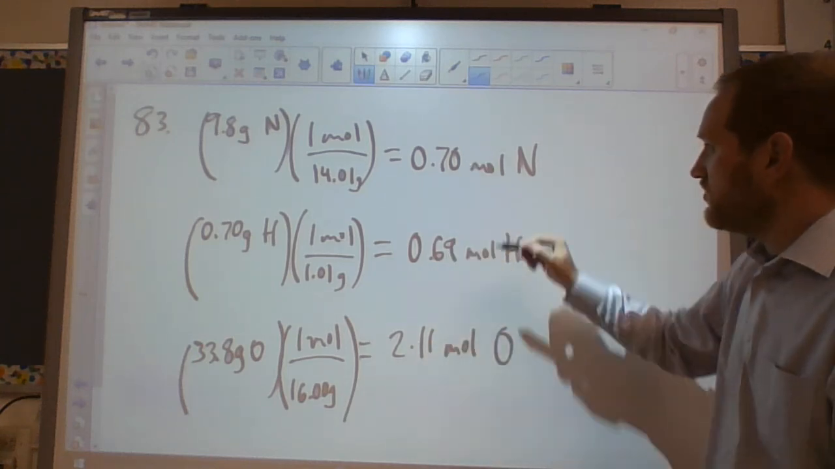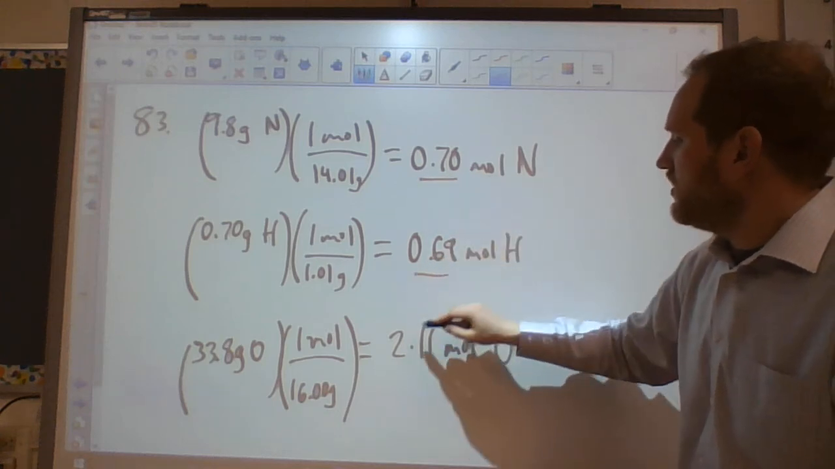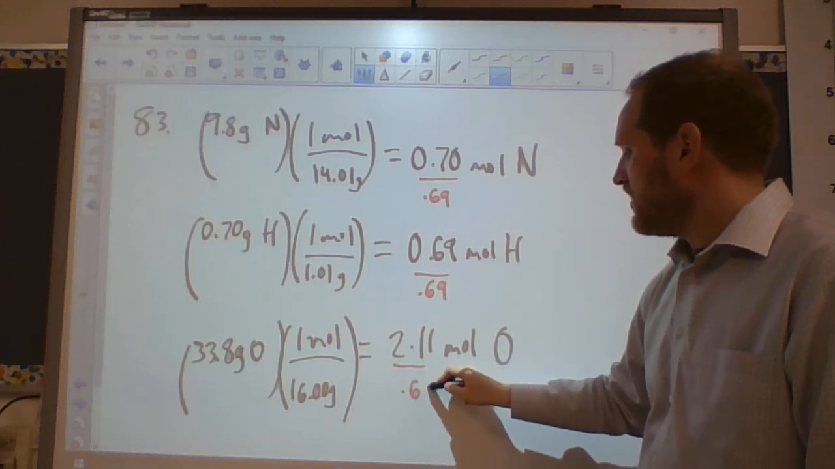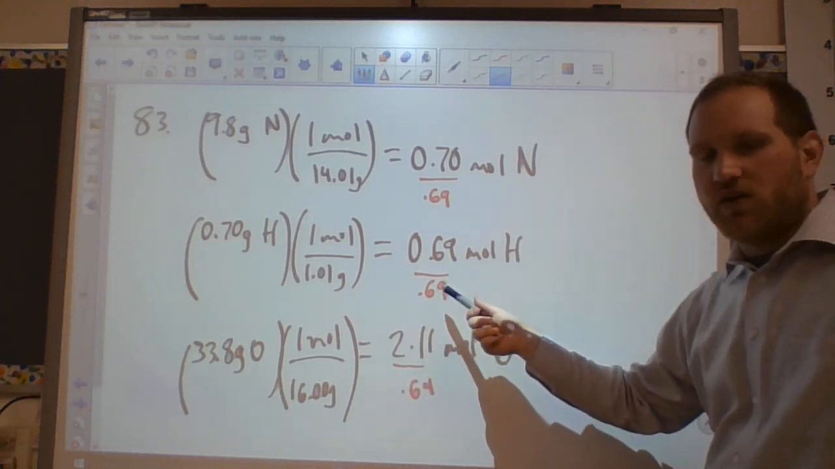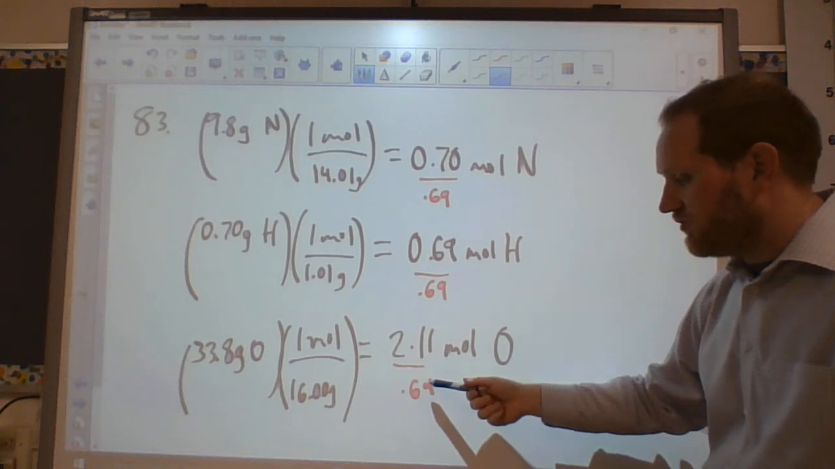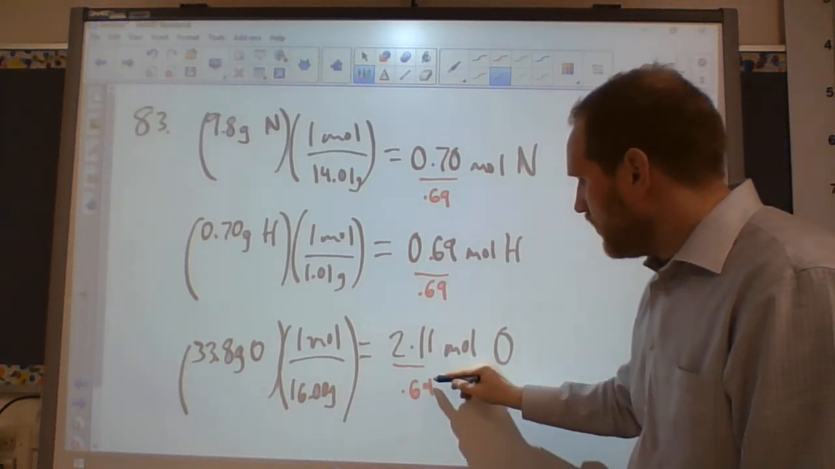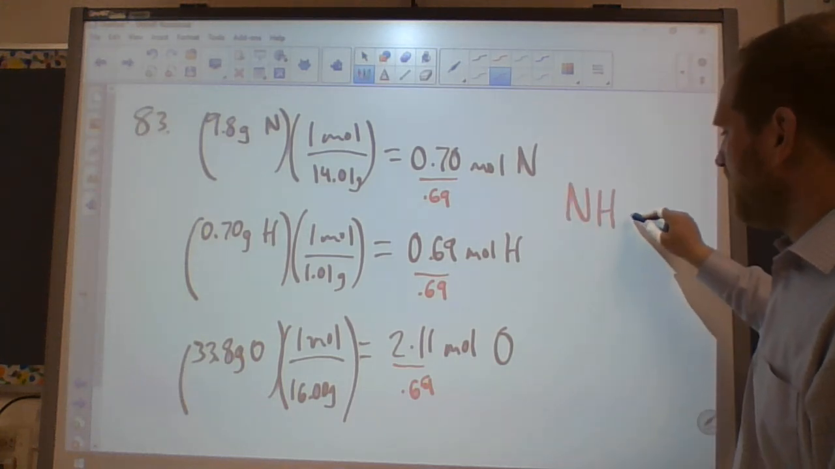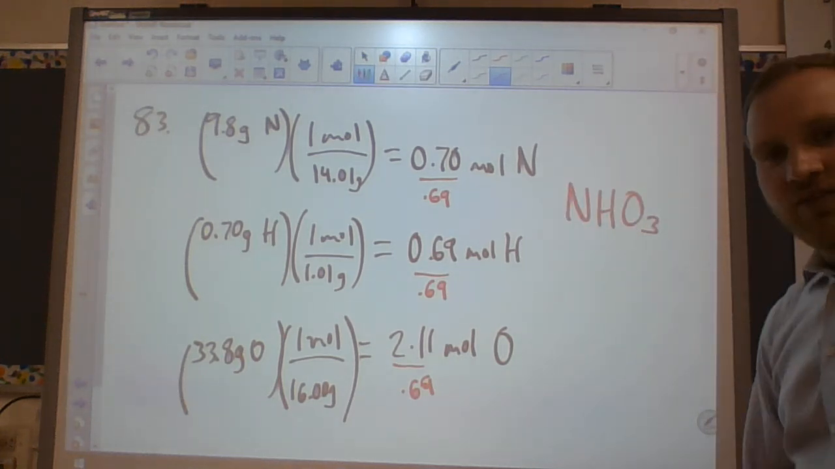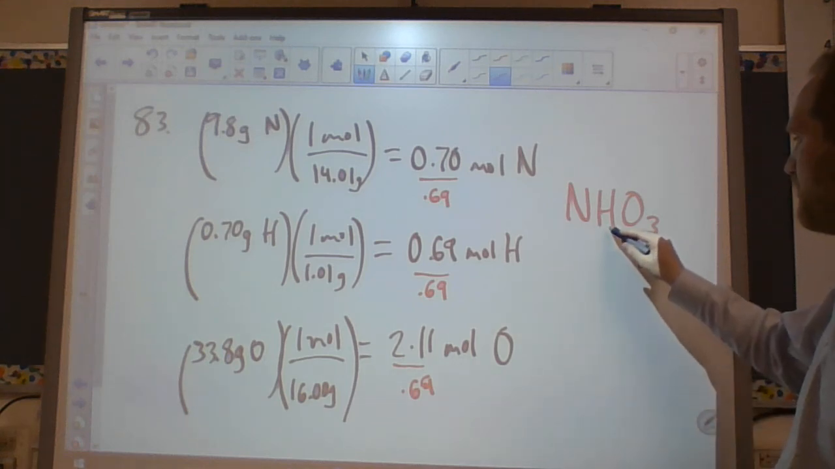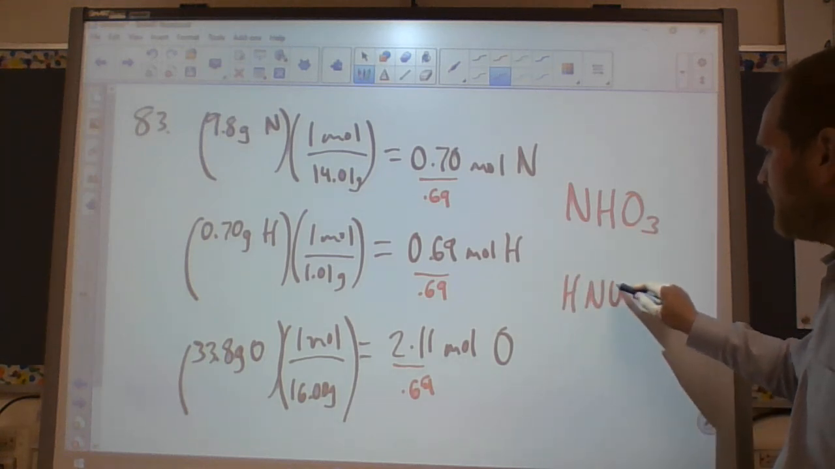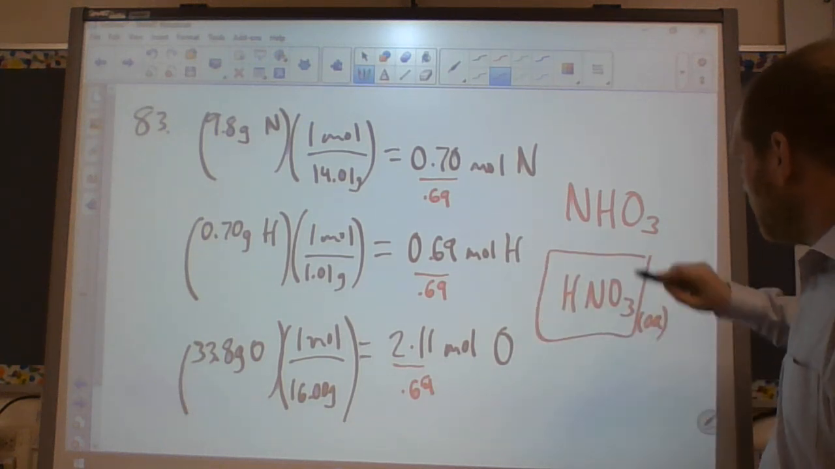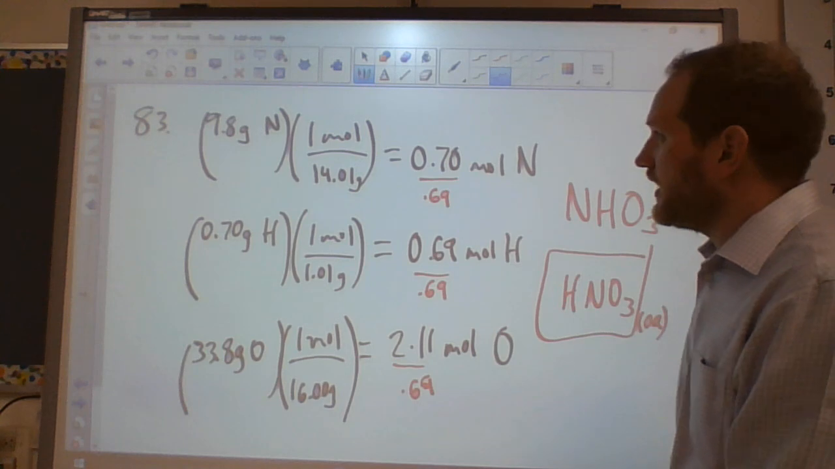If you can't tell, if you aren't sure, divide them all by the smallest number, which in this case is 0.69. And when you do that, this is going to be exactly 1. This is going to be incredibly close to 1, and that's going to be very close to 3. So you're going to see the 1:1:3 ratio, NHO3. And now that we've been through a whole year of chemistry, you can probably recognize that this is actually HNO3, which, when it's aqueous, is nitric acid. So that's your empirical formula. All right, good luck.